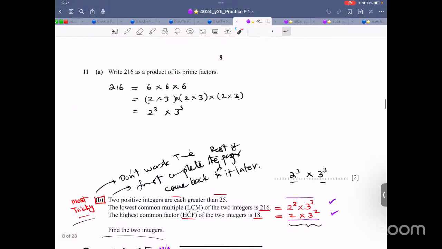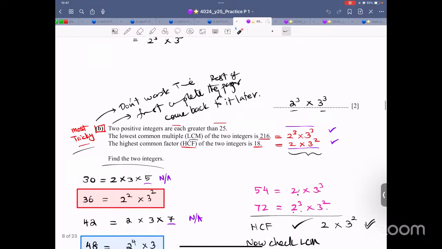Yes, write 216 as a product of its prime factors. That's 6 into 6 into 6, which is 2 into 3, 2 into 3, 2 into 3, which is 2 cube into 3 cube. Now, this one was a tricky question. When you come across something very difficult, even if it is in the beginning of the paper, don't waste time on it. Leave it, come back to it at the very end.